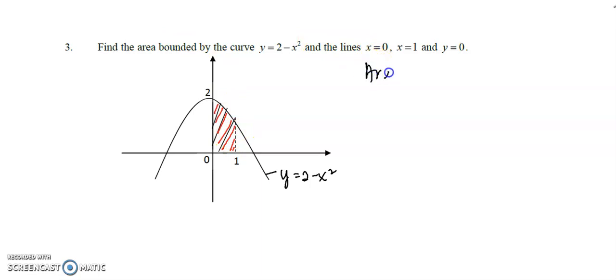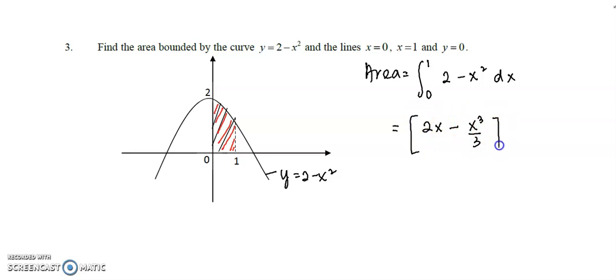So to get the area of this region, we just need to integrate from the lower limit 0 to the upper limit 1. And the curve, because this is the region bounded by the curve y equals 2 minus x squared. So we're going to integrate 2 minus x squared with respect to x. Alright? So integrate as usual, you have 2x, integrate x squared, you have x cubed over 3, and put in your lower limit and upper limit.